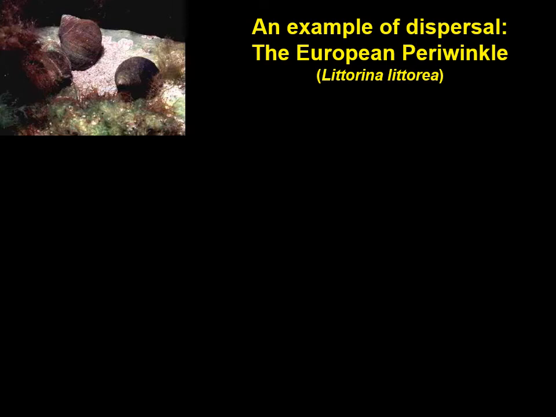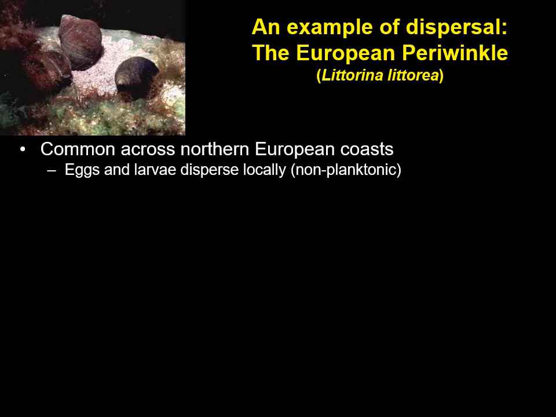So here's an example of dispersal with the European periwinkle, which is a marine snail known as Littorina littorea. They're very common across northern European coasts. That's where their homeland is. And I want to mention this is a snail that does not have planktonic larvae. They actually have baby snails that look like the adults but smaller, so they're non-planktonic. So they shouldn't be widespread because it's a snail and they're slow.